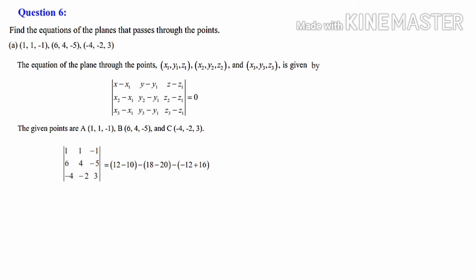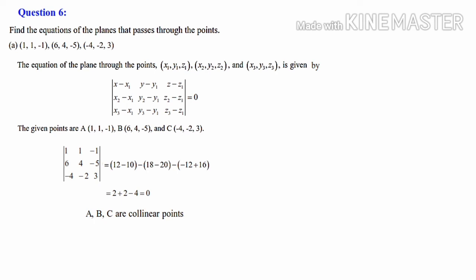So 18 minus 20. Again the actual sign is plus here, but here there is a minus 1, so we have to put minus here. That row and column is gone. 6 into minus 2, that is minus 12, and minus into minus is plus, 4 into 4 is 16. Then we get 12 minus 10, that is 2, 18 minus 20, again 2, minus 12 plus 16, that is 4, so minus is outside, so minus 4. Here 2 plus 2 is 4, 4 minus 4 is 0, so we have got the value of the determinant 0, meaning A, B, C are collinear points.